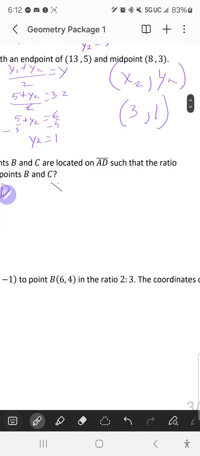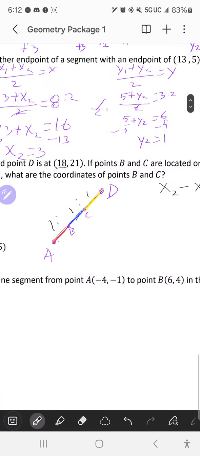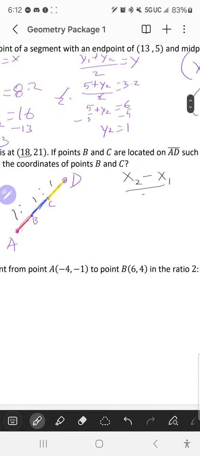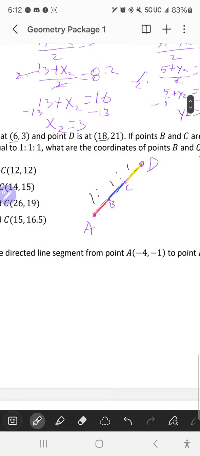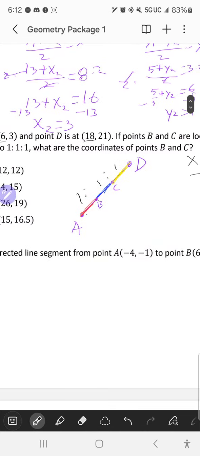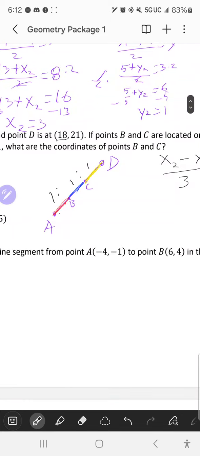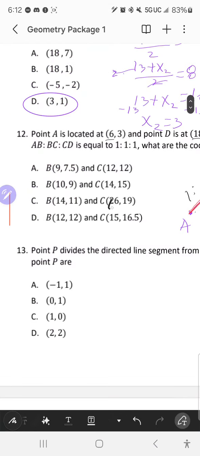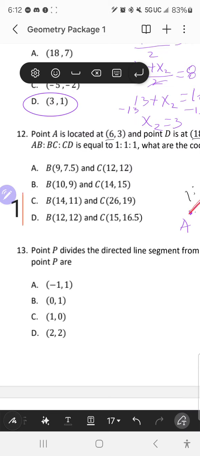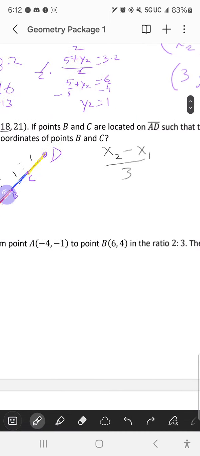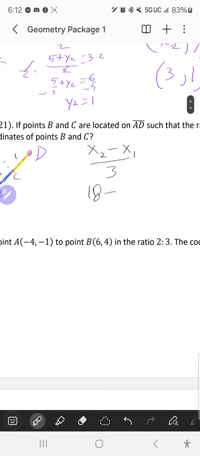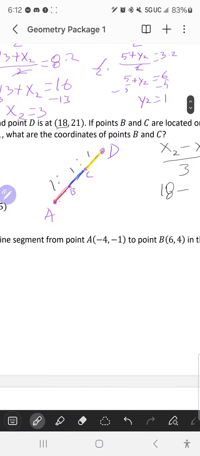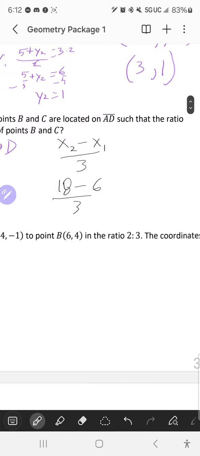I'm going to do x first, so I have x2 minus x1, and I'm going to divide that distance by 3, which is the number of segments that we have. That is because I want to know how much the x changes in each of these segments. So I'm going to use x2, which is 18. So 18 minus 6 divided by 3.